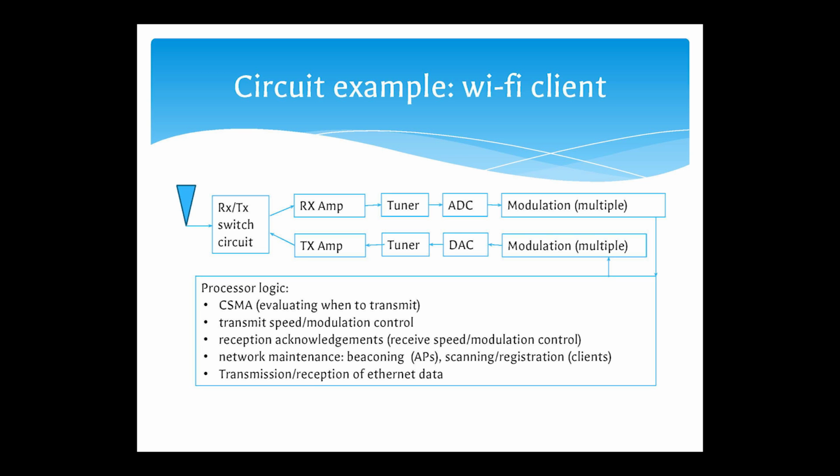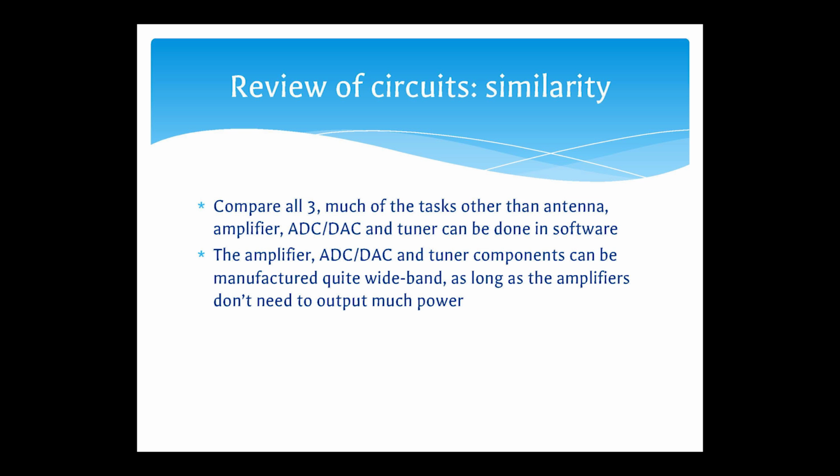So when you start looking at all these circuits, you start noticing the huge similarity between them. If you think them over, lots of the tasks, or I should say, the antenna, amplifier, analog to digital converter, or digital to analog converter, and tuner, that all needs to be hardware due to the system requirements. But everything else, like all that complex stuff in the Wi-Fi system, that can all be done in software.